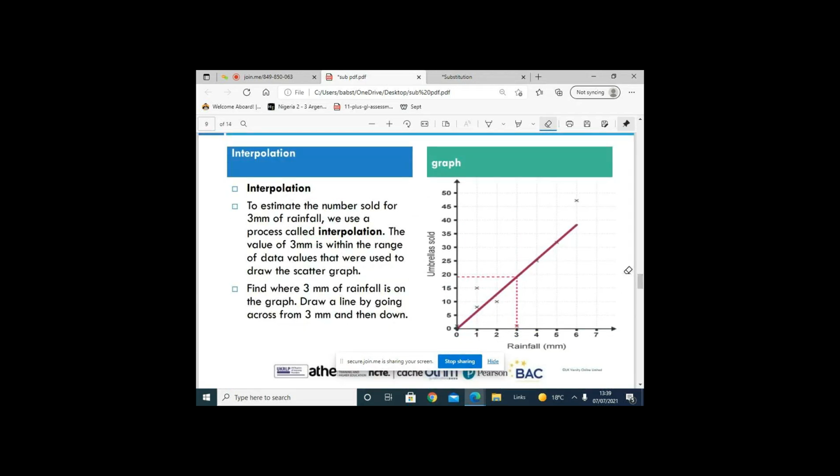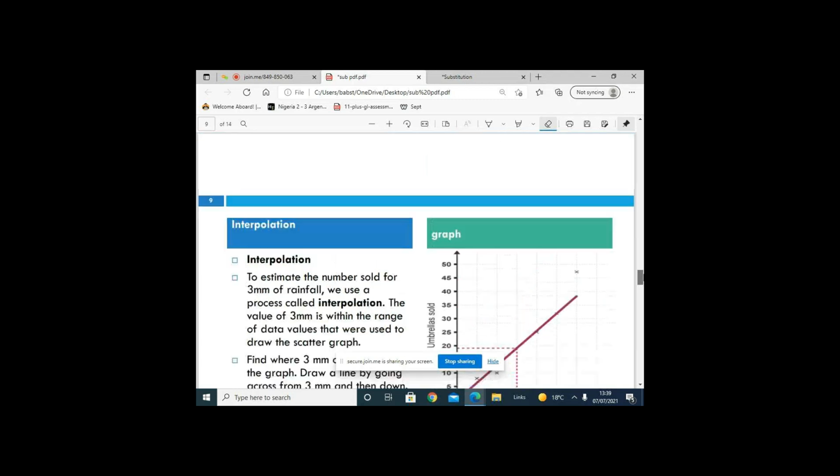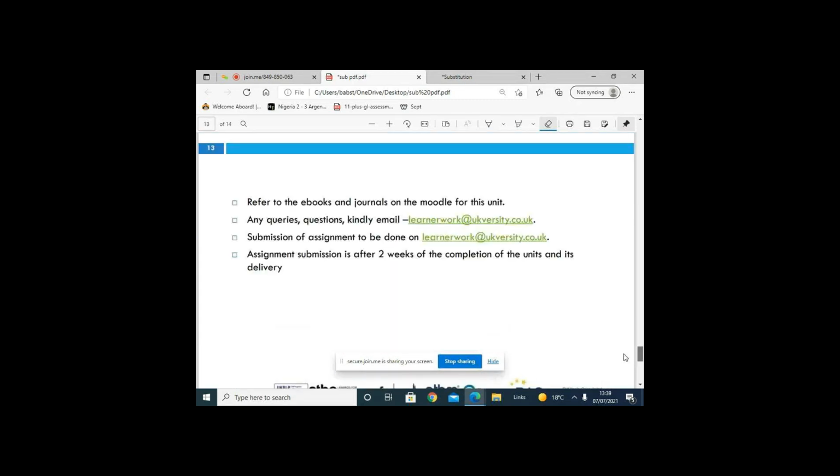So let's go to interpolation. For example, they can ask you to draw in the line of best fit, and then to estimate the number of umbrellas sold when there are 3 millimeters of rainfall. So we use a process called interpolation. The reason they call it interpolation is because the data is between the range. 3 is between the lowest and the highest. The highest is probably 6, and the lowest is 0. So 3 is between them, so you can estimate it.